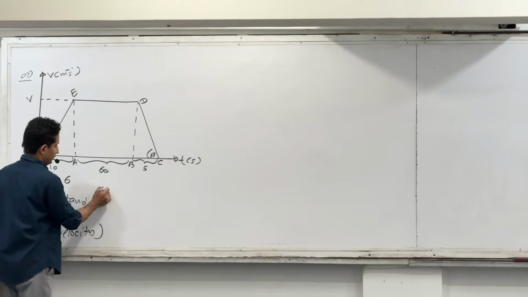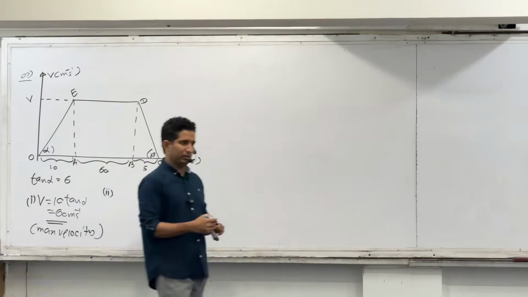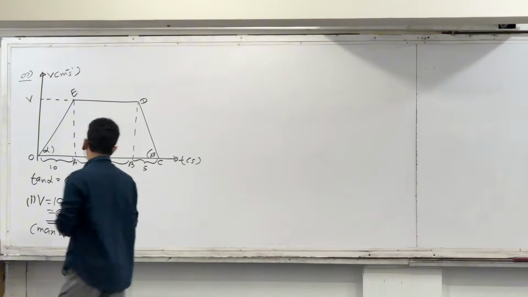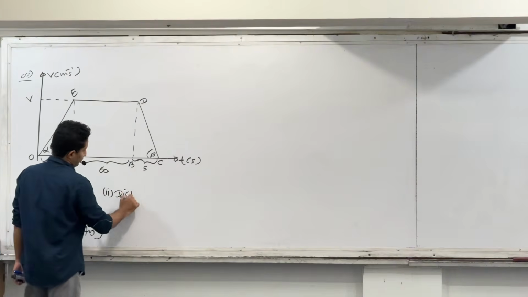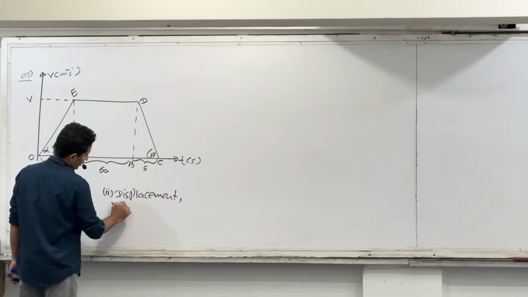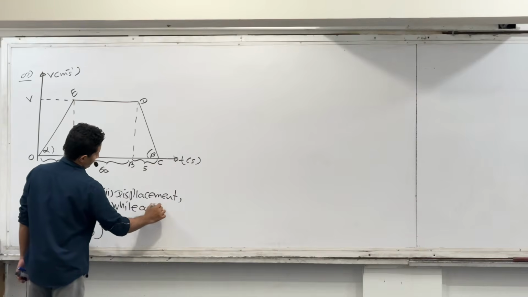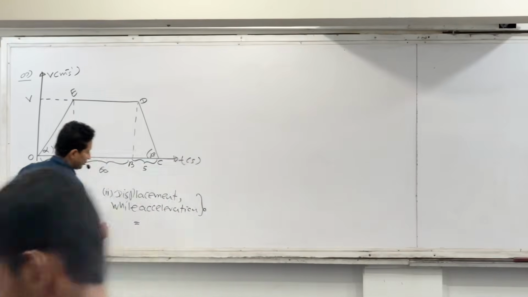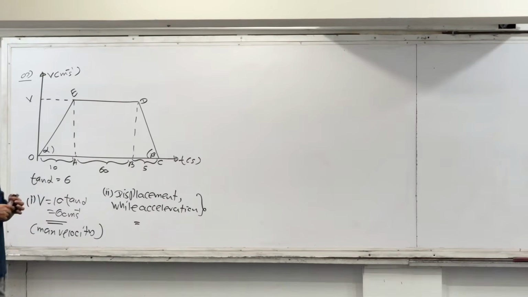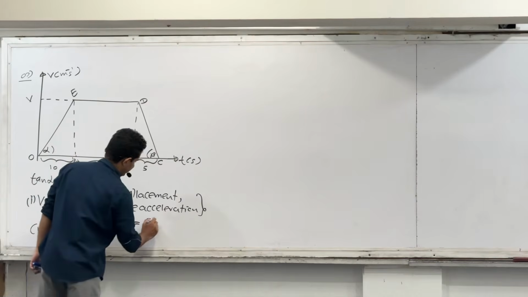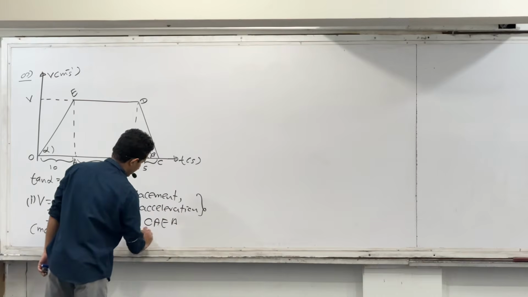The next one asks for displacement while accelerating. Displacement while accelerating is the OAE area. See this area, the displacement during acceleration, the OAE triangle area.